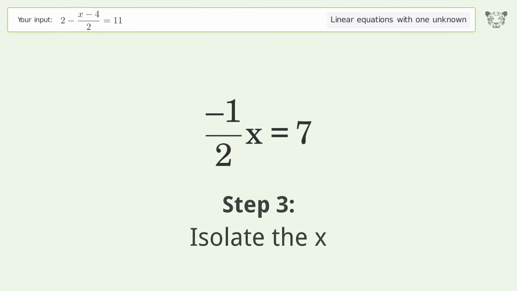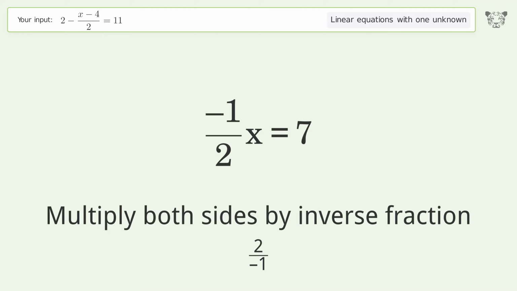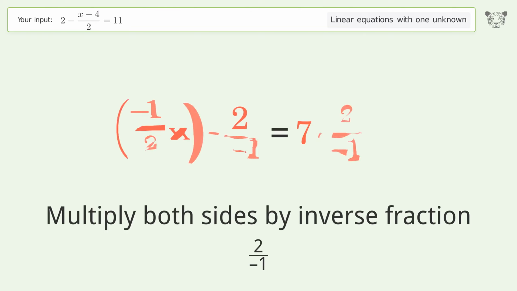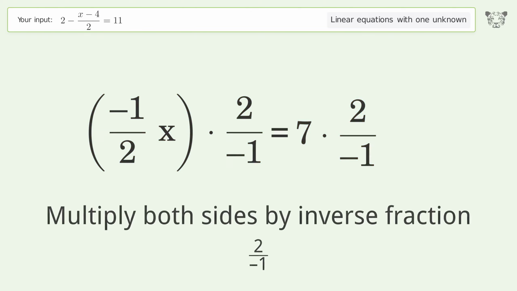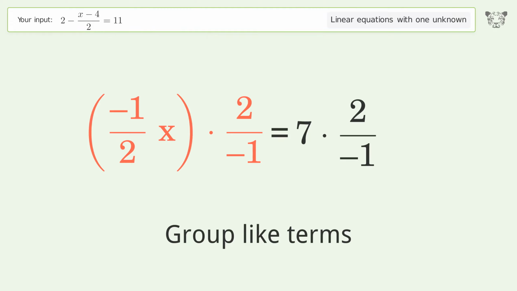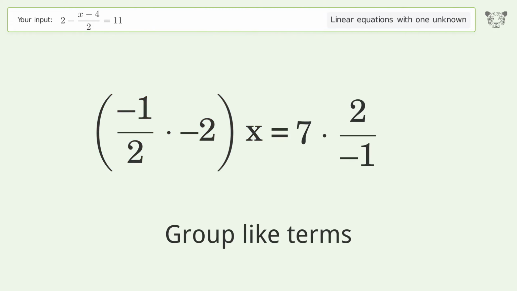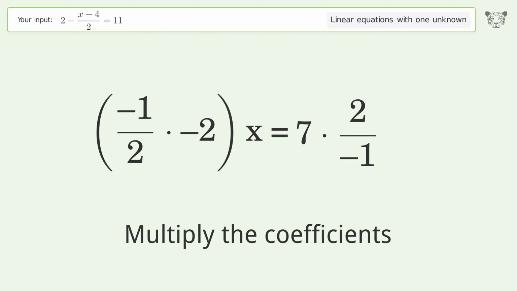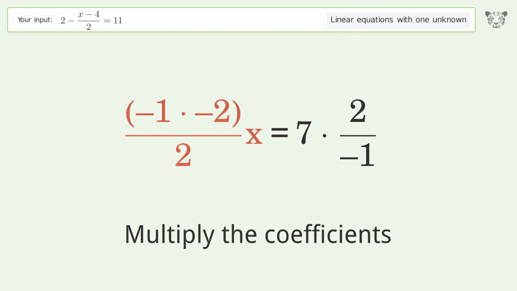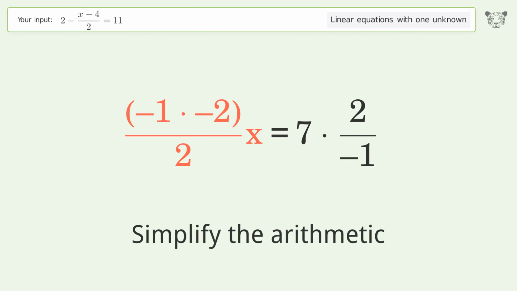Isolate the x. Multiply both sides by the inverse fraction 2 over -1. Group like terms. Multiply the coefficients. Simplify the arithmetic.